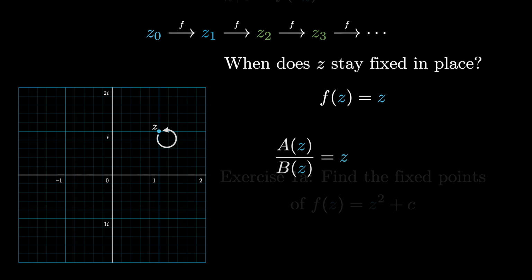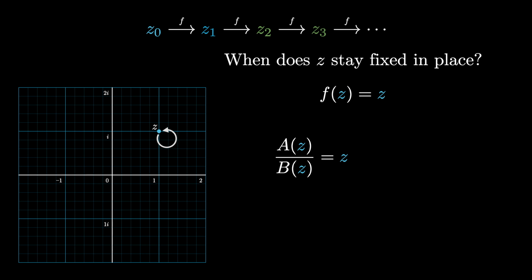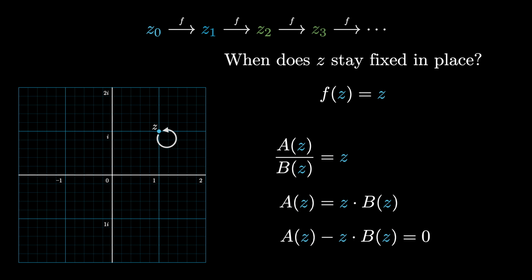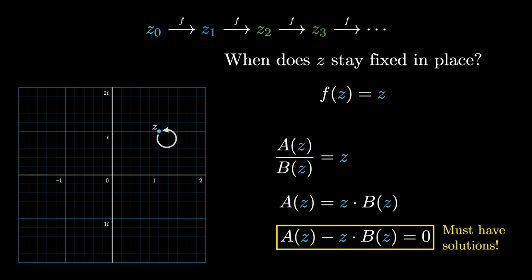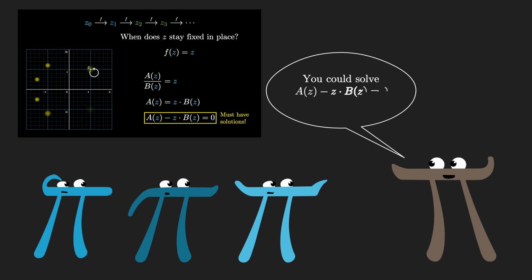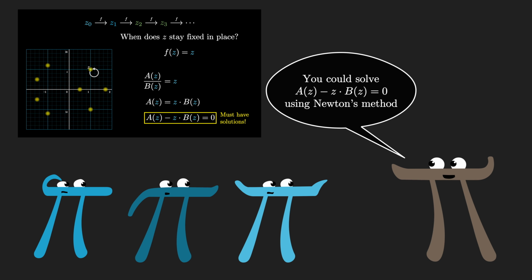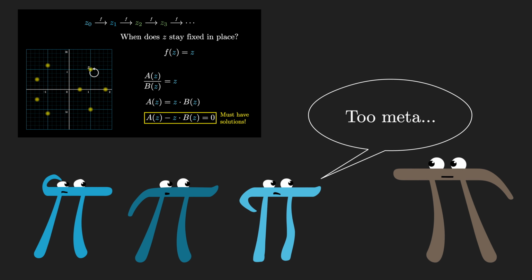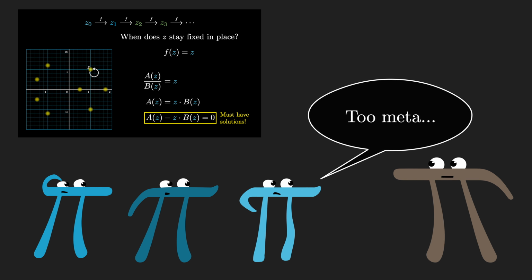More generally, any rational function will always have fixed points, since asking when this expression equals z can always be rearranged as finding the roots of some polynomial expression. And from the fundamental theorem of algebra, this must have solutions, typically as many solutions as the highest degree in this expression. Incidentally, this means that you could also find those fixed points using Newton's method, but maybe that's a little bit too meta for us right now.